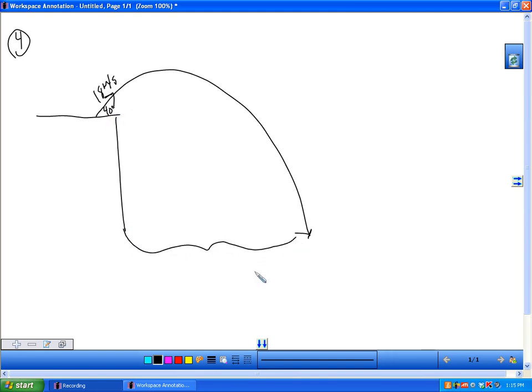And this is my dx. And this is my dy, 5.2 meters. And they want to know a bunch of things. First thing I want to do is get rid of that 18.